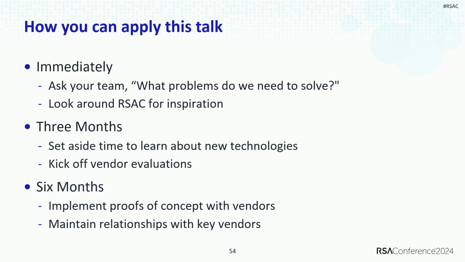In 3 months, you can set aside time to learn about new technologies and kick off vendor evaluations. And in 6 months, you can improve your relationships with key vendors and implement proofs of concept. Now, the reason why I included this is because technology, when it comes to cybersecurity especially, is always evolving. And I'm pretty sure there is going to be something new aside from AI next year.